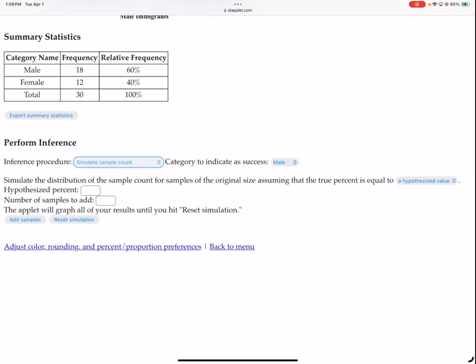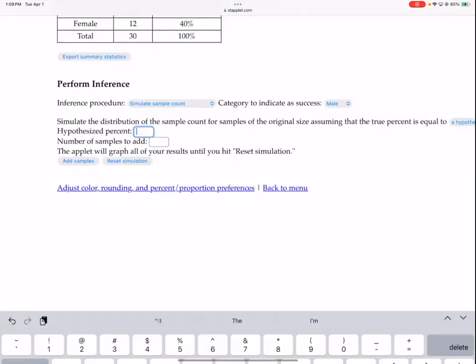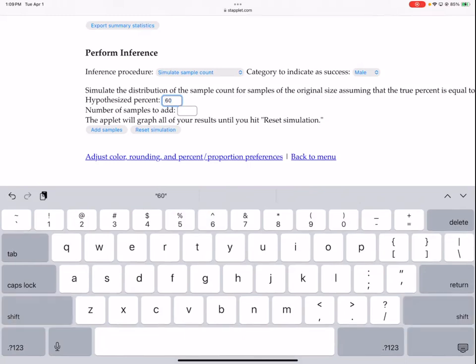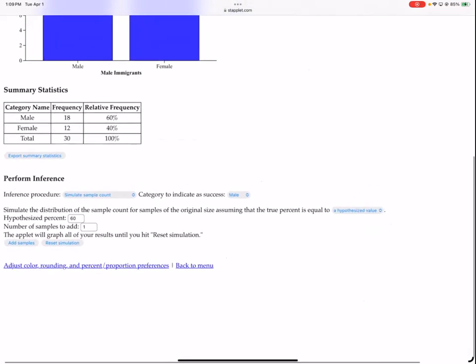So we'll take a sample. The hypothesized value is 60%. So we're going to put 60 right there. And we're going to add one sample at a time. And so here's what's going to happen. Basically, this is what's going on behind here. This is with replacement. So basically what's happening is the computer is going to randomly select a person, or a marble from the bag. Okay?